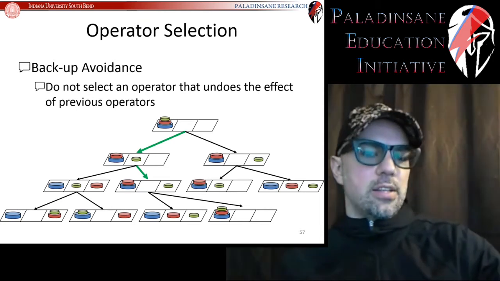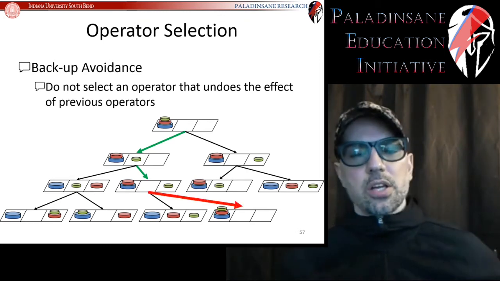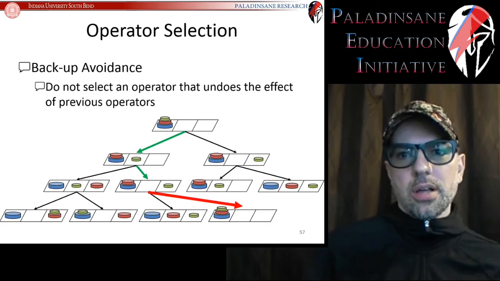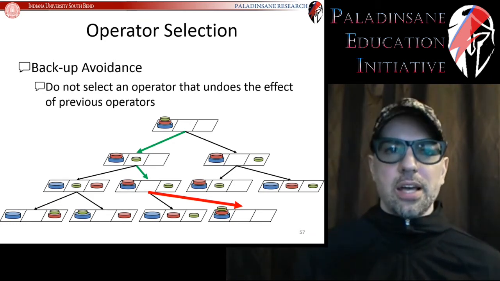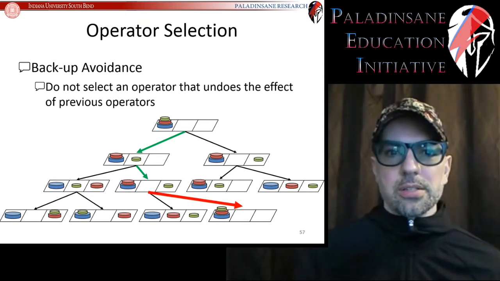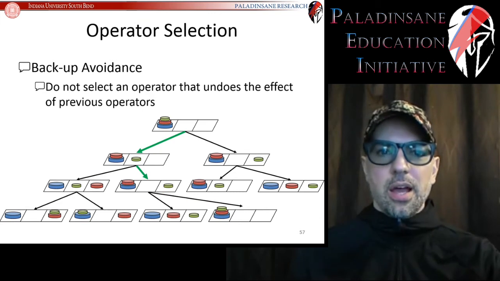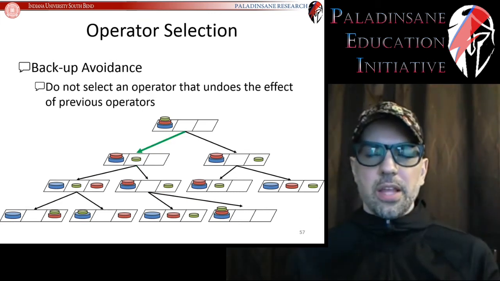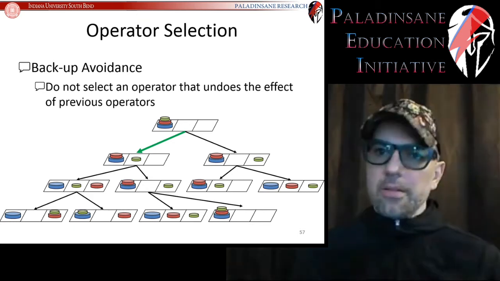And backup avoidance would indicate that we would not choose this operator because we're going to avoid backing up to the initial state. We're going to avoid doing anything that completely undoes the effect of previous operators. This is also why people typically don't take the green disk and move it from position 1 to position 2, and then follow that up with a move from position 2 to position 1. You don't just go back and forth.